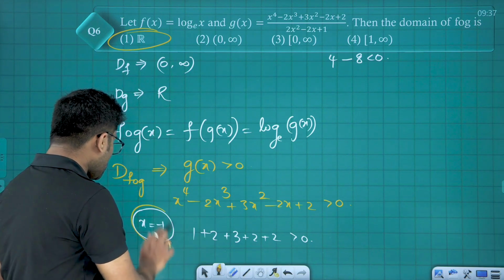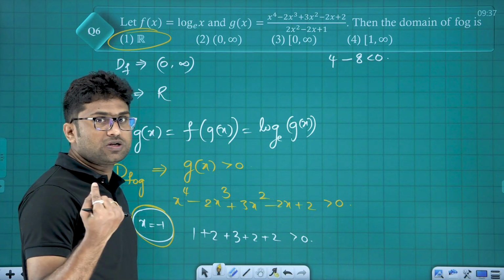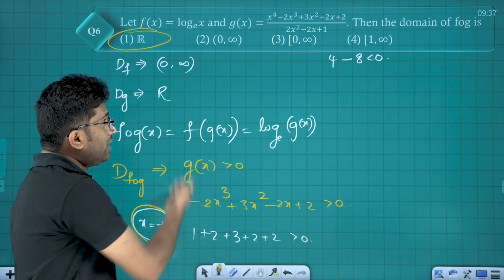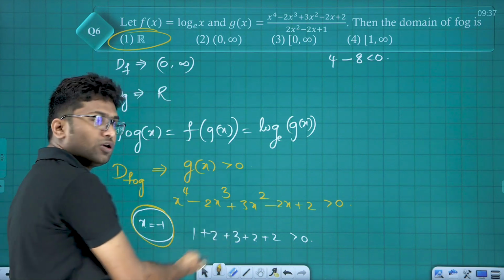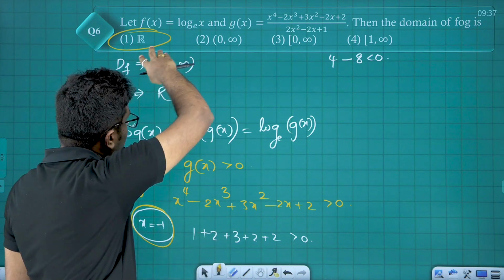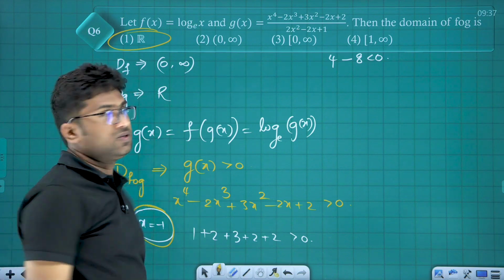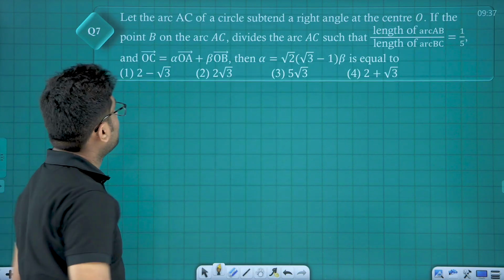Only one particular solution helped us. Only one value, x equals minus 1. If you take it, negative solutions are also satisfying our domain, whereas negative solutions are not part of anything. So hence this will be our answer.